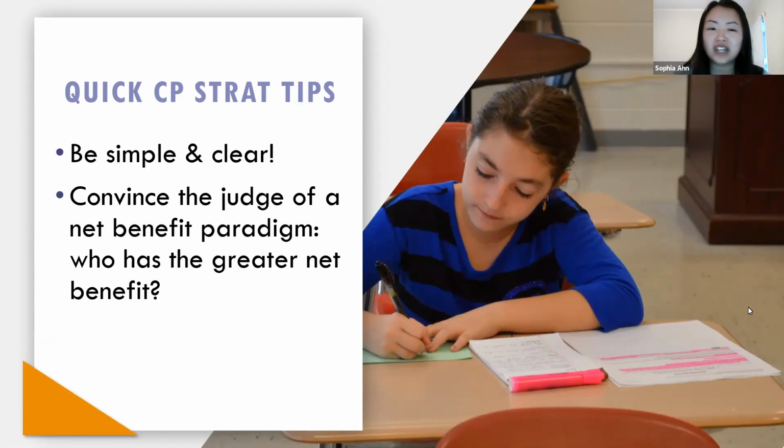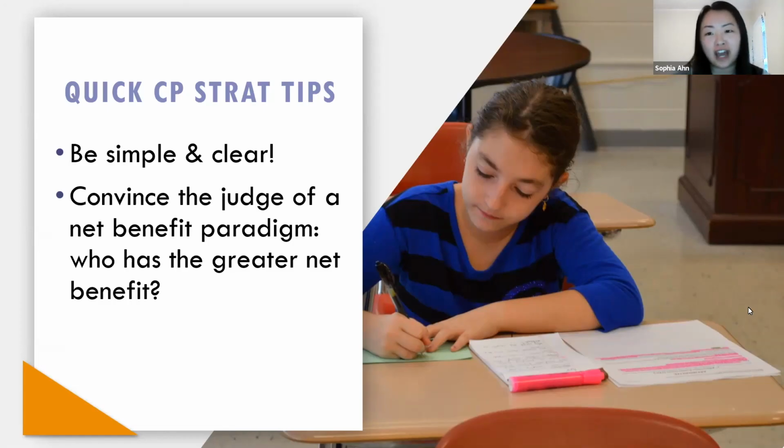Another thing that's really important is that you need to convince your judge, and I like to call it the net benefit paradigm. Traditionally, a lot of judges might think, hey, as long as there's nothing wrong with the affirmative, I should still presume to vote affirmative. So it doesn't matter if the counterplan solves better. There's nothing wrong with voting affirmative.